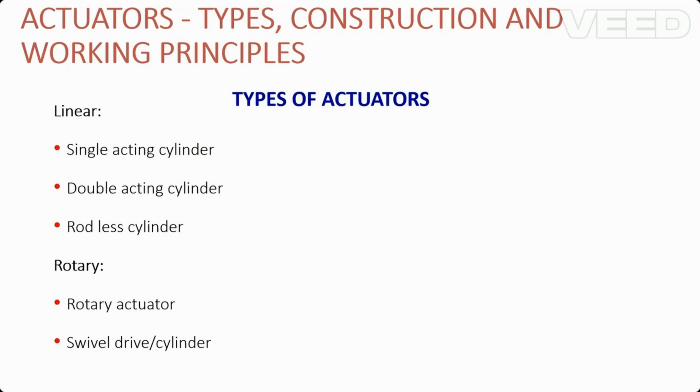We have two types of actuators, linear and rotary. Linear in the sense they move in straight lines, like from left to right or right to left, up to down and down to up, or diagonally. All movement in a straight line, reciprocating to and fro, comes under linear actuators.